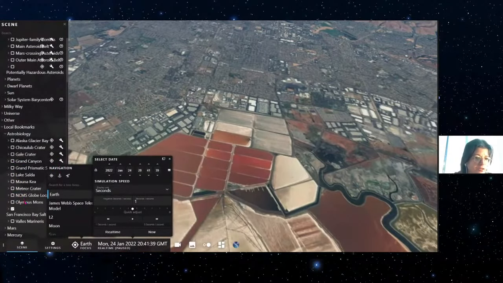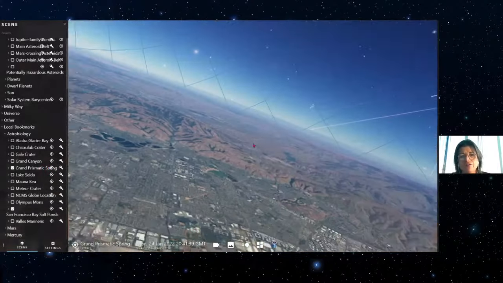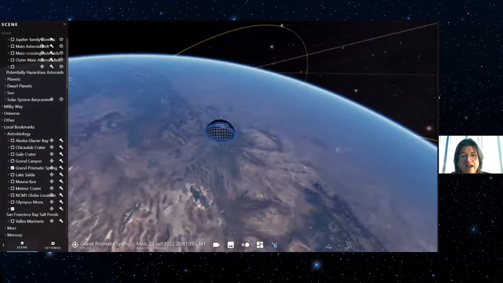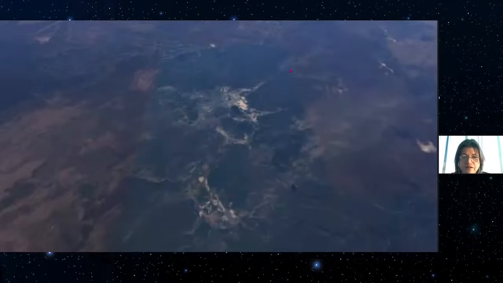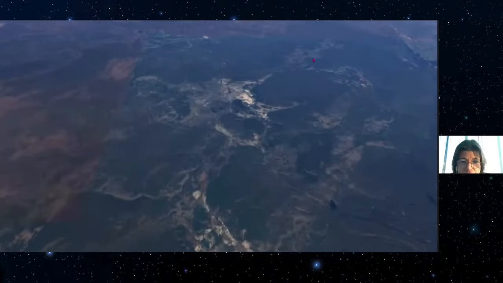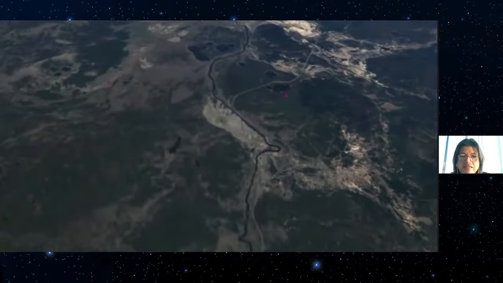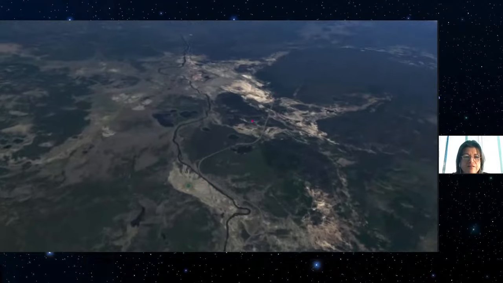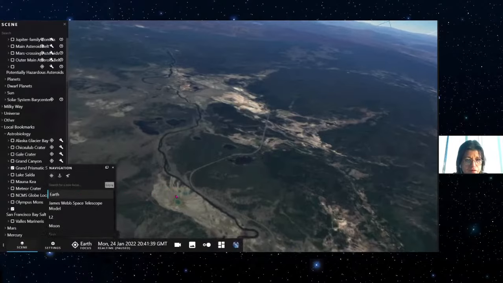Another example very close by is Grand Prismatic Spring, which is in Yellowstone National Park. And again, it's one of these very well-known places, if you've ever been there, that has these beautiful colors, again, because of these microbes. And we'll just get down there. Where is it? It's super tiny. I have to let it load in. These data sets can be rather large. There it is.